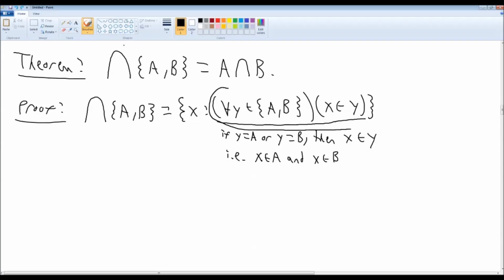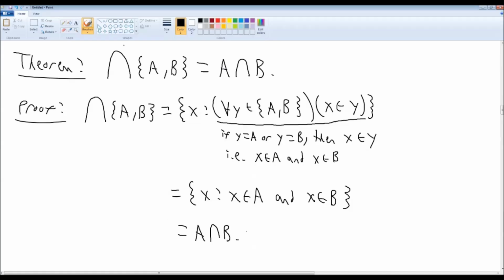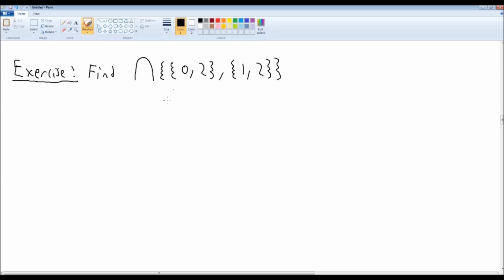So if we simplify this part, well, then this is just the set of X such that X is an element of A and X is an element of B. And what is this guy? It's just A intersect B, because that's the definition. That proves it. So let's do a practice exercise. Let's find the arbitrary intersection of this set. It's a set that contains two elements, this guy and this guy.